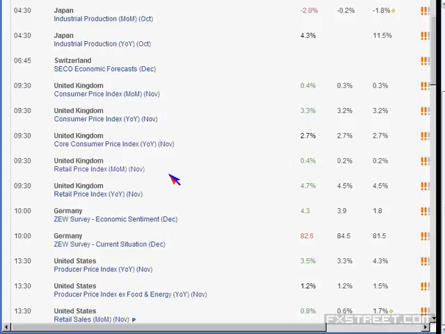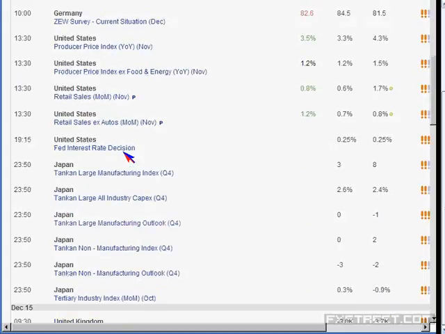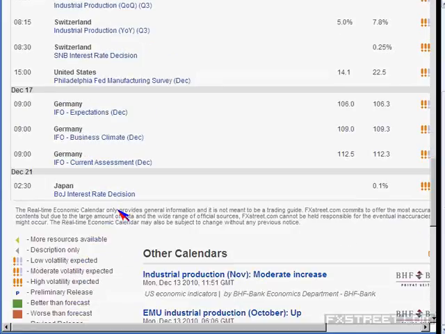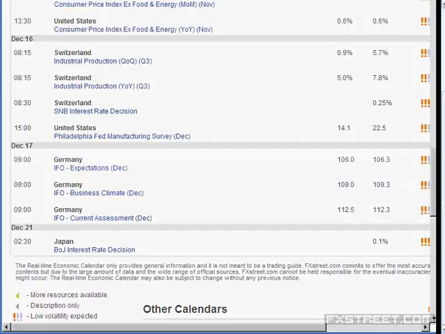We had UK retail sales. We talked about the CPI. We have that Tankan number in Japan a little bit later on this evening. We have the federal interest rate decision a little bit later on today. Tomorrow we have UK jobless claims, the ZEW number. Well, that's the Swiss ZEW number. U.S. consumer price index, Swiss National Bank interest rate decision, Philly Fed manufacturing survey. December 17th, we have the Eurozone IFO numbers, Bank of Japan interest rate decision, December 21st. Ladies and gentlemen, that's about it.